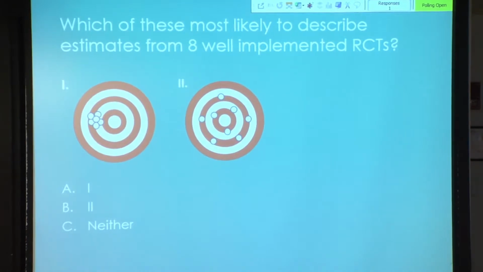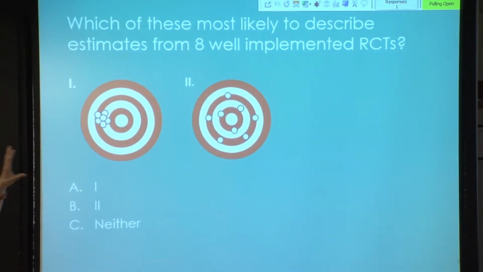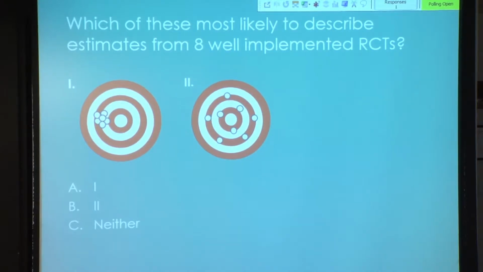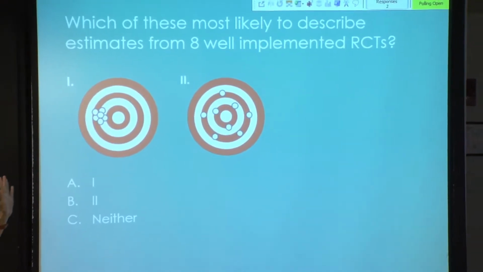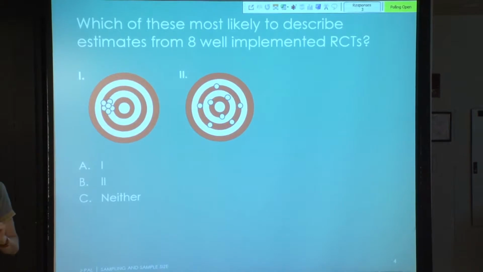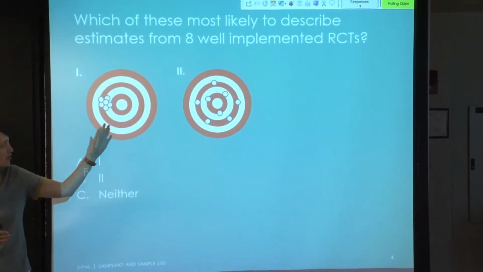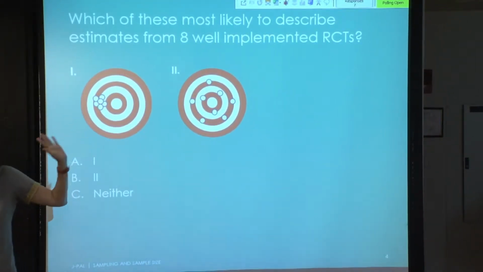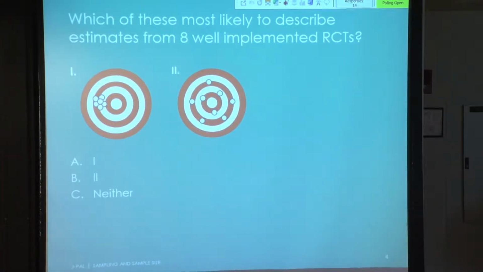So if you look at these two pictorial representations of 8 evaluations, I'm not going to describe it very much, but which of these two is most likely to describe the results of 8 randomized trials? Which do you think is the best description of 8 hypothetical randomized trials? Just to get your brains going in the morning.